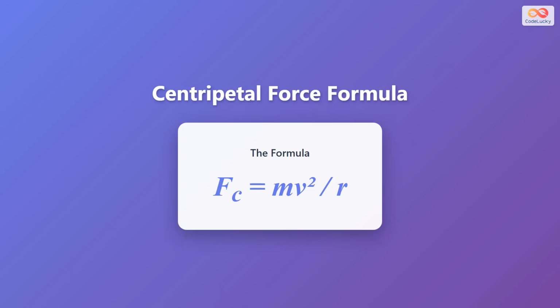Now let's look at the mathematical formula for centripetal force. The formula is F_c = mv²/r. This simple equation relates the centripetal force to three important quantities: the mass of the object, its velocity, and the radius of the circular path. Notice that the velocity is squared in this formula. This means that if you double the velocity, the required centripetal force increases by 4 times. This is why it's much harder to turn a corner when you're moving fast.